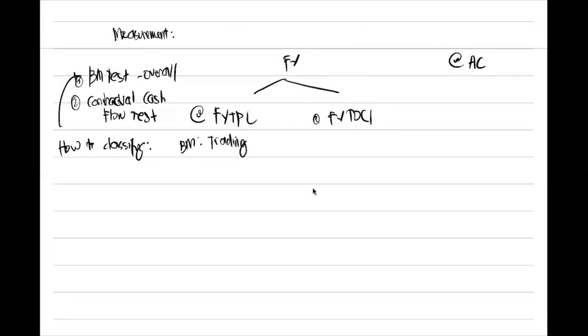And then at some point, you can also classify it as FVTPL if ever you designate it. So what do we mean by designation? Meaning you don't have a business model.